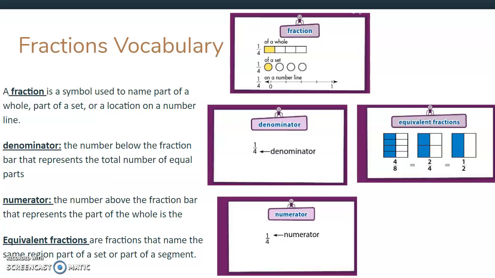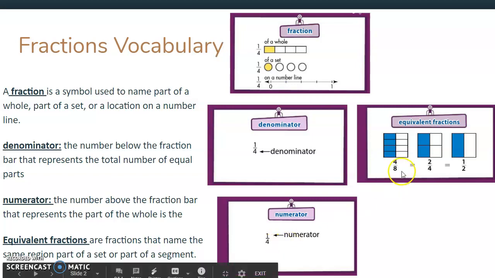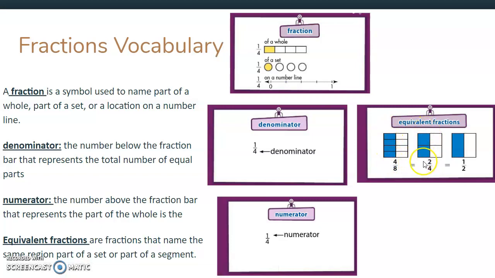And then what we're going to talk about in our topic 8 are equivalent fractions. And all that means is they name the same region, part of a set, or part of a segment. So if you look at these pictures of equivalent fractions, I can see that 4/8 is the same colored in size as 2/4, which is also the same as 1/2. But if you notice, each of these pictures is cut differently. However, the color of blue never changed in size, just the number of pieces did. So that's really what we're going to focus on when we start looking at topic 8.